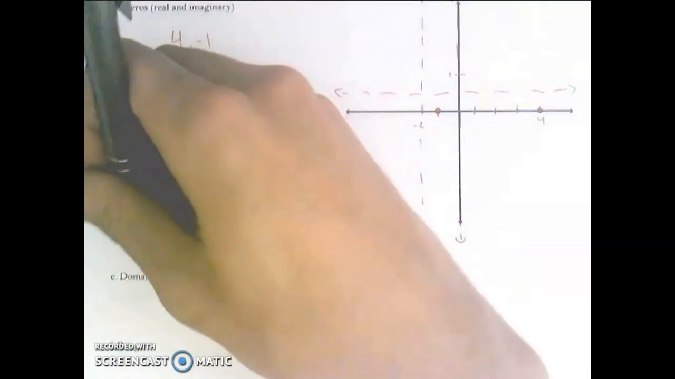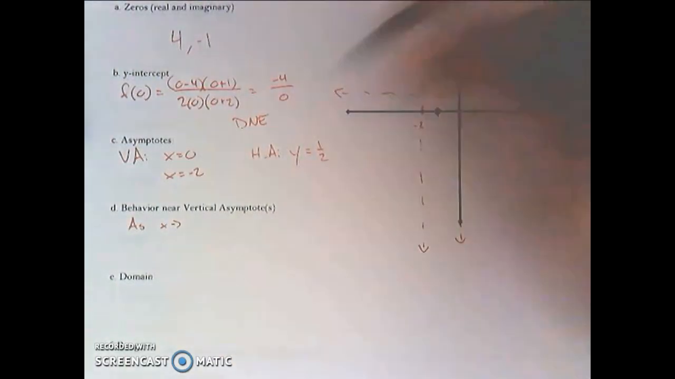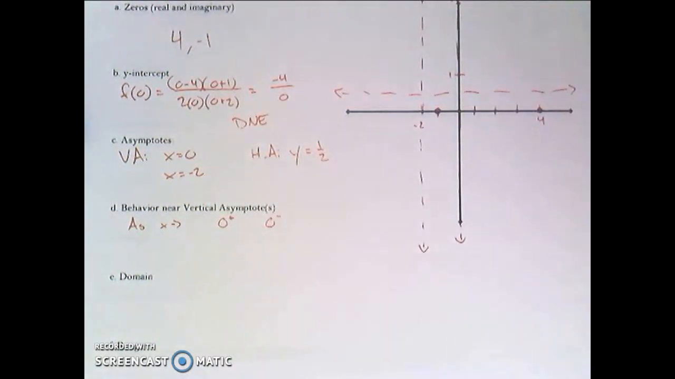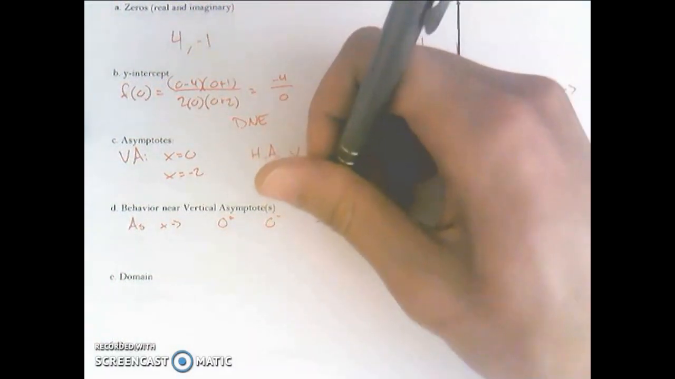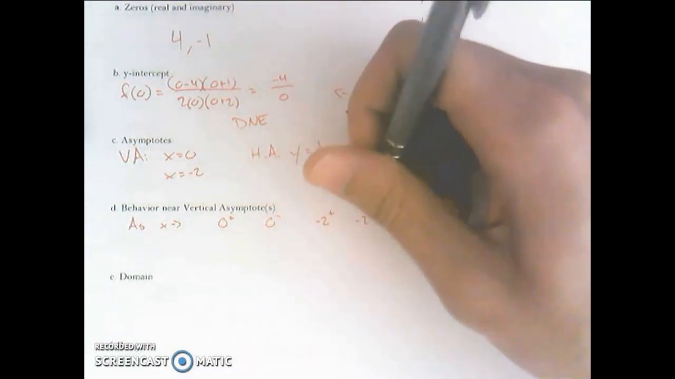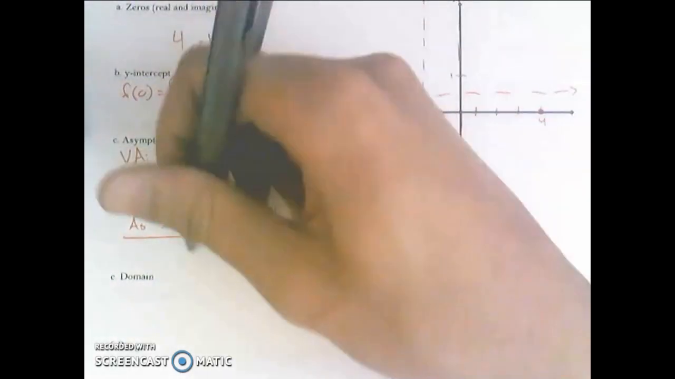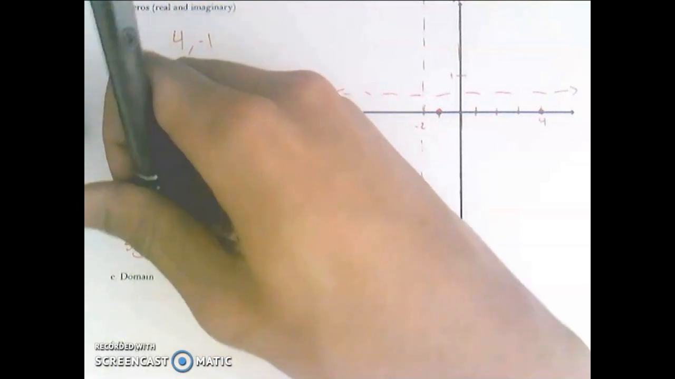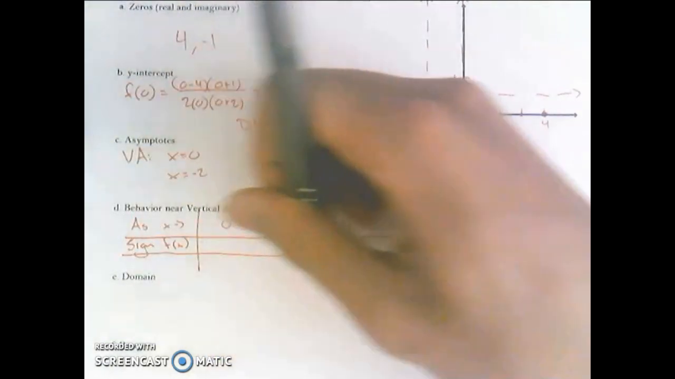So as x approaches, let's take a look at our first vertical asymptote, 0. We're going to say 0 from the positive side and from the negative side. And then we're going to take a look at our second asymptote, -2, from the positive side and the negative side. And we want to see the sign of f of x and then the end behavior of f of x.